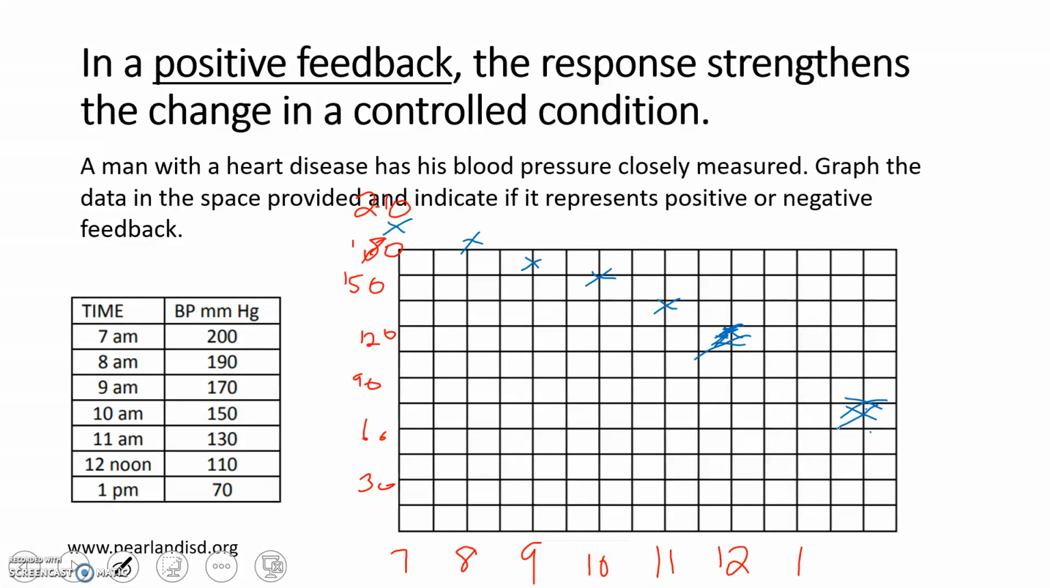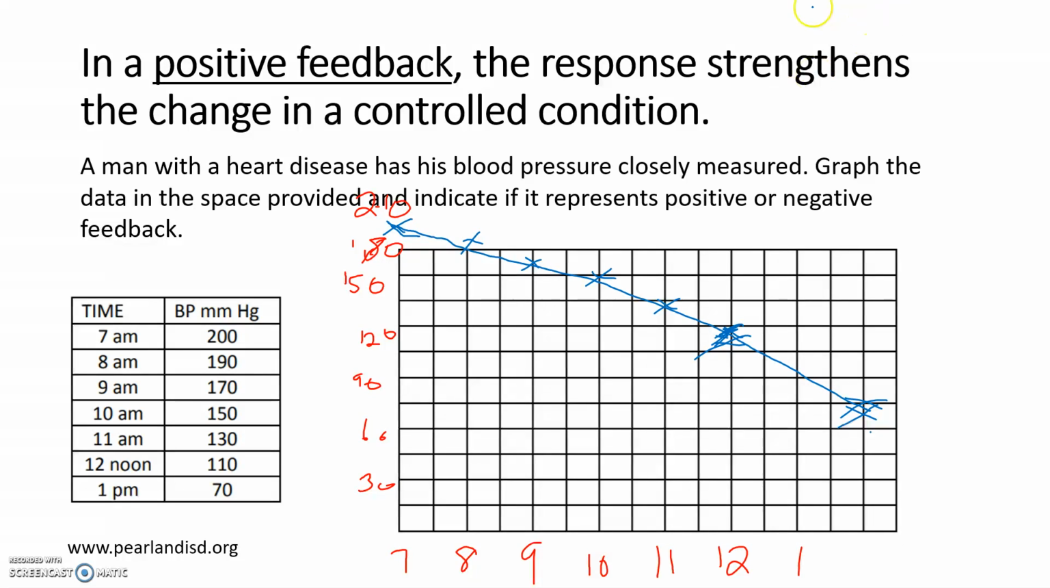So as you can see, we have a trend. It's obviously decreasing. And you guys tell me, is it positive or negative feedback? Because let's look at the definition of positive feedback again. It's the response that strengthens the change in a controlled condition. And negative feedback is the process which basically maintains homeostasis. So pause the video and try to think this.